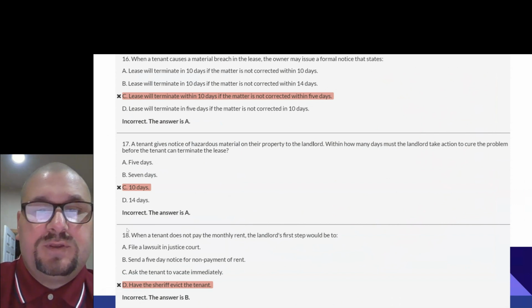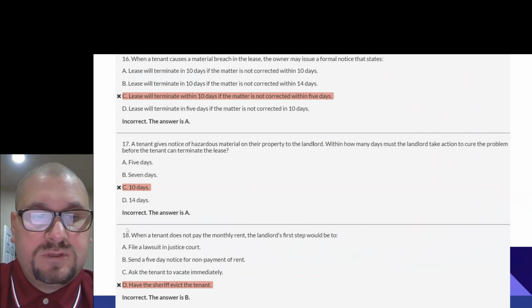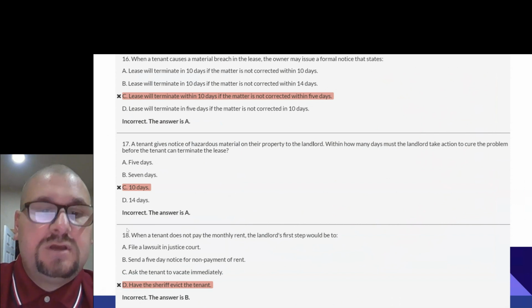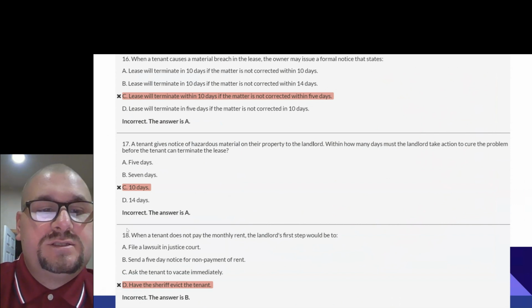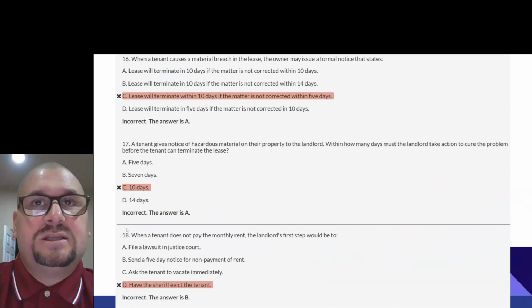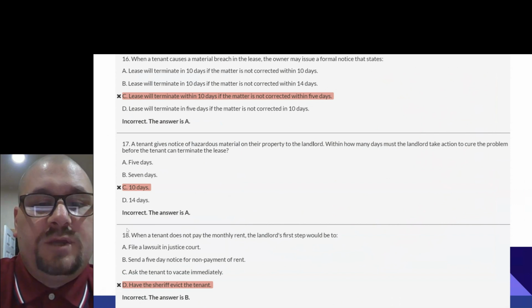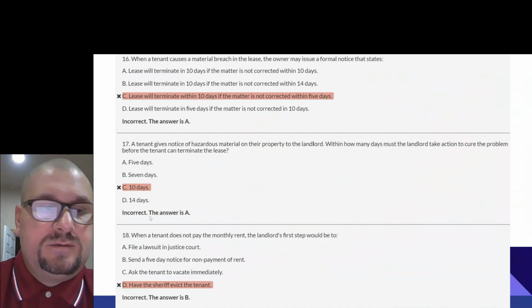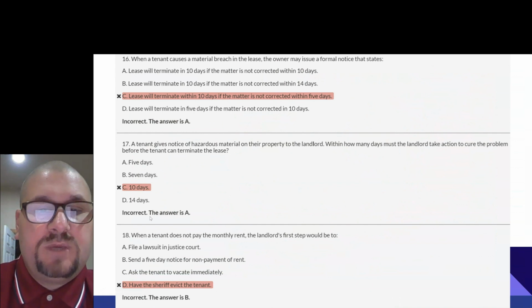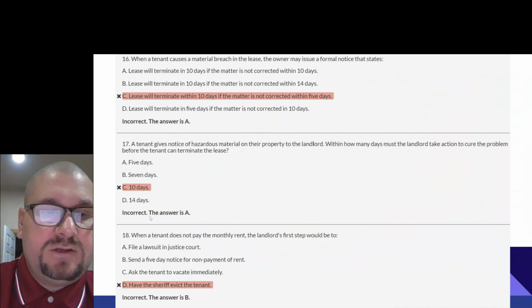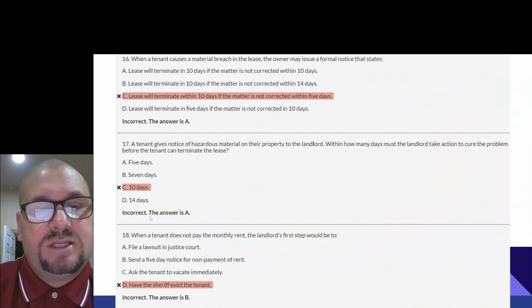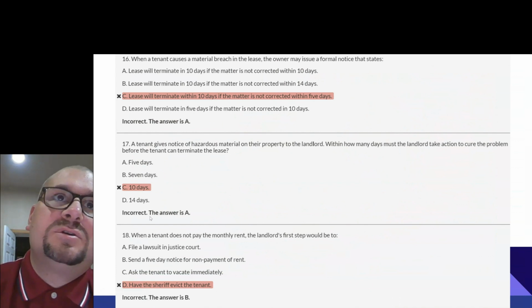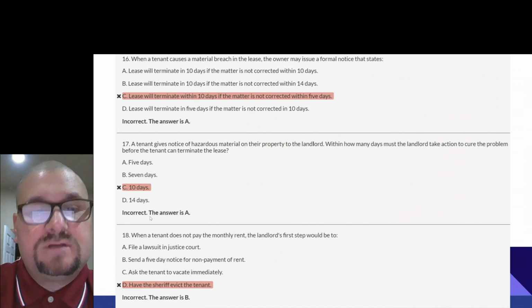When a tenant does not pay the monthly rent, the landlord's first step would be to, bravo, send a 5-day notice for non-payment of rent. So when a tenant does not pay the monthly rent, the landlord should send a 5-day notice for non-payment of rent.